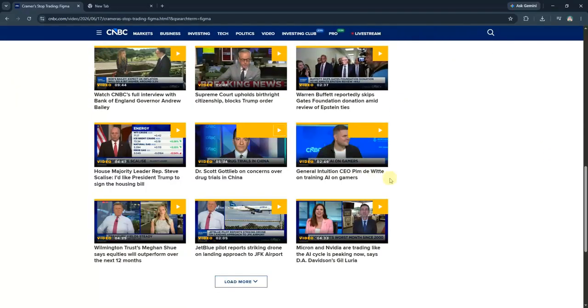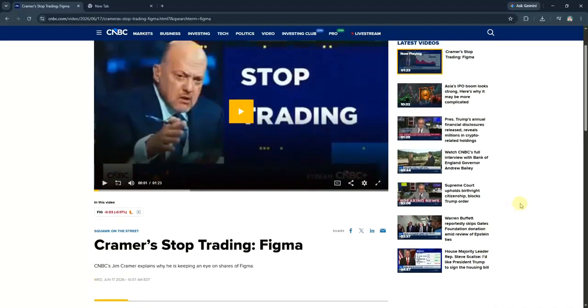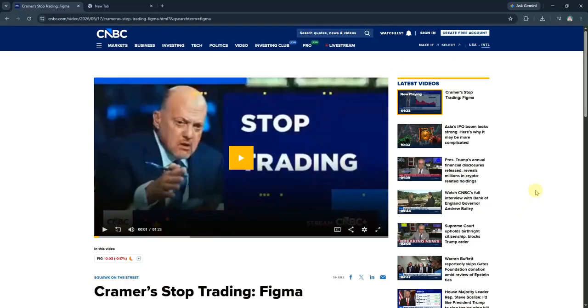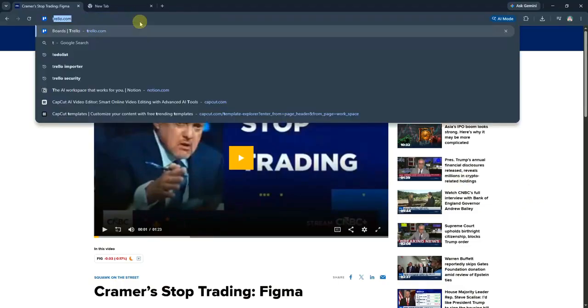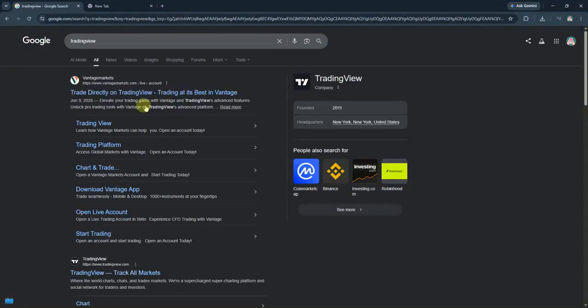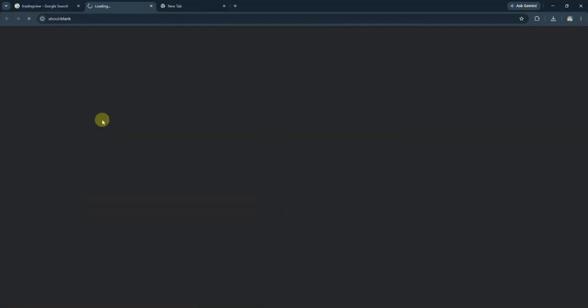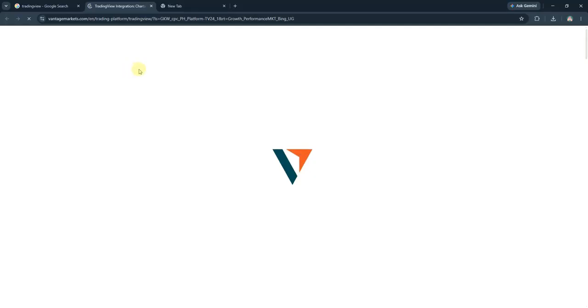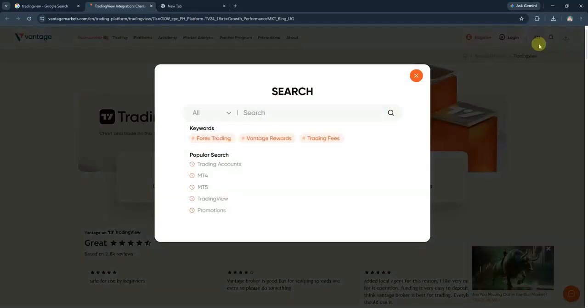Next, you can use advanced analysis tools like TradingView. Go to TradingView's website and search for Figma's ticker symbol. Here, you can use technical indicators like moving averages, RSI, and MACD to predict future price movements. Don't forget to check expert analysts' ratings on platforms like Yahoo Finance or Google Finance, which provide buy, hold, or sell recommendations based on current market conditions.